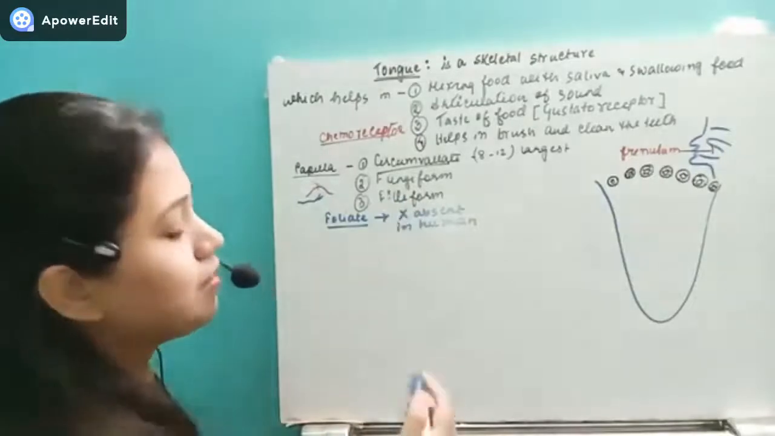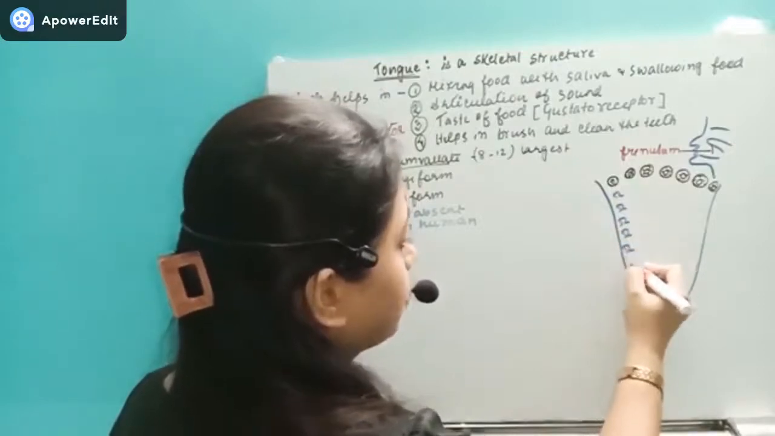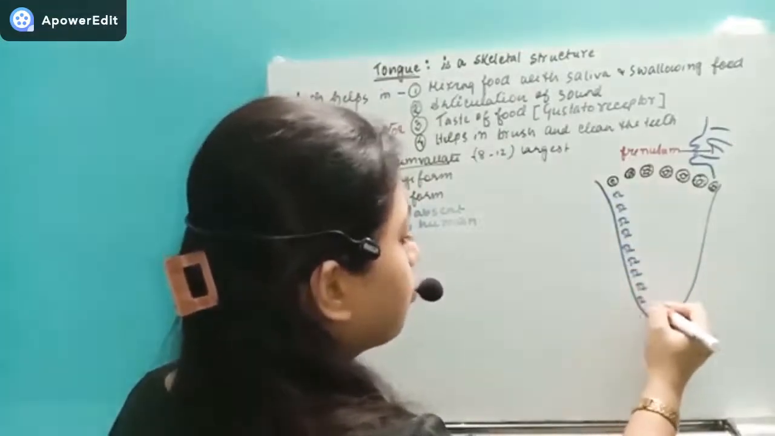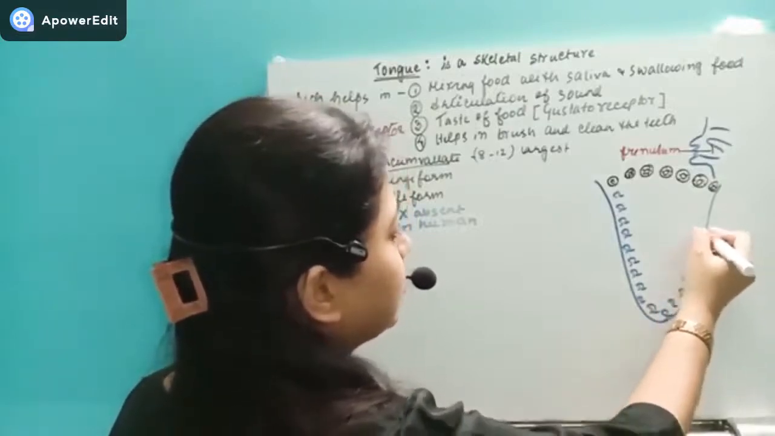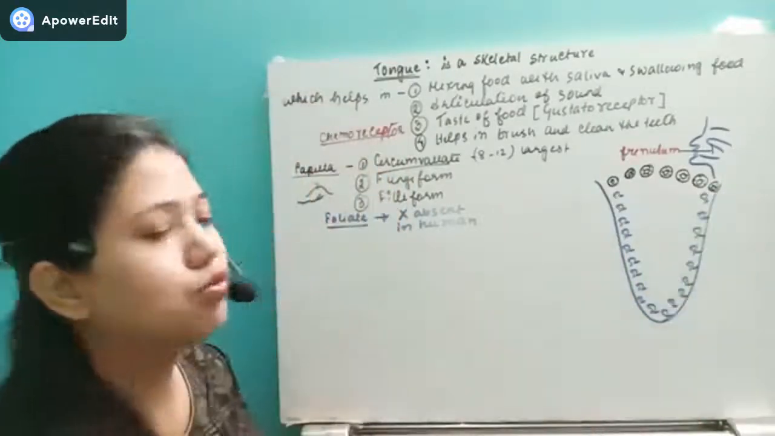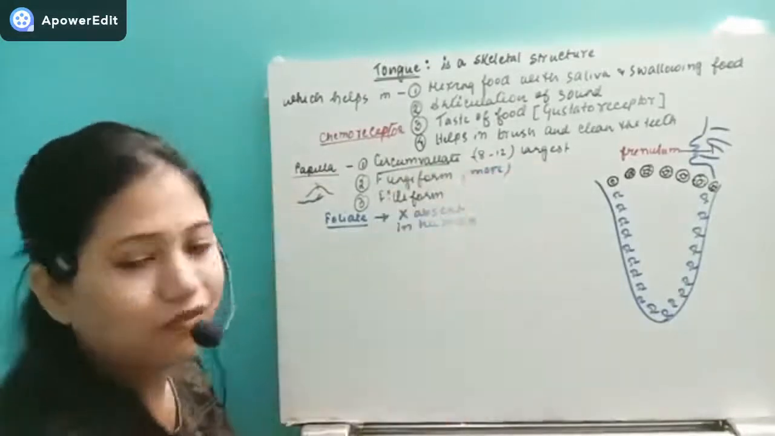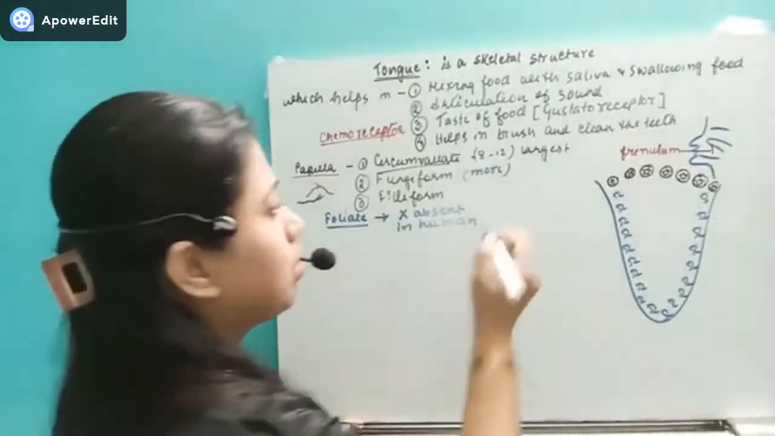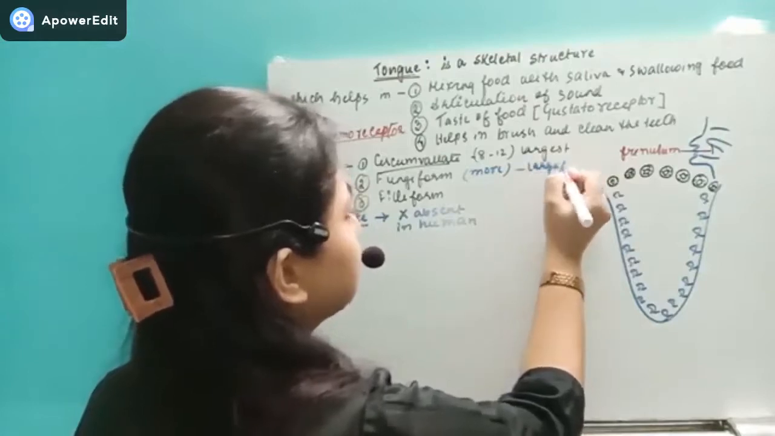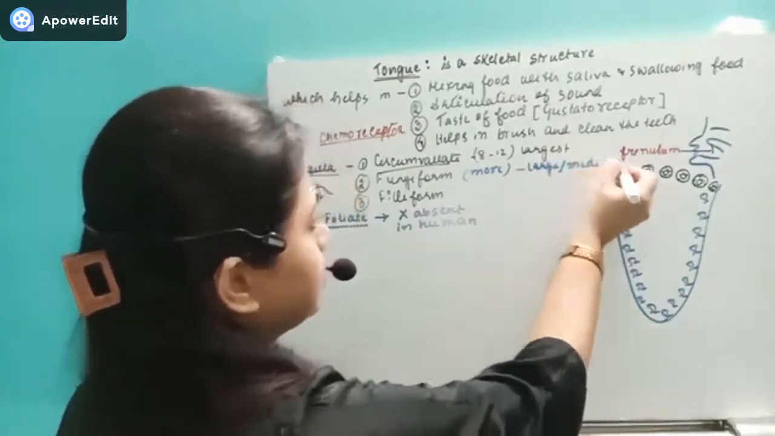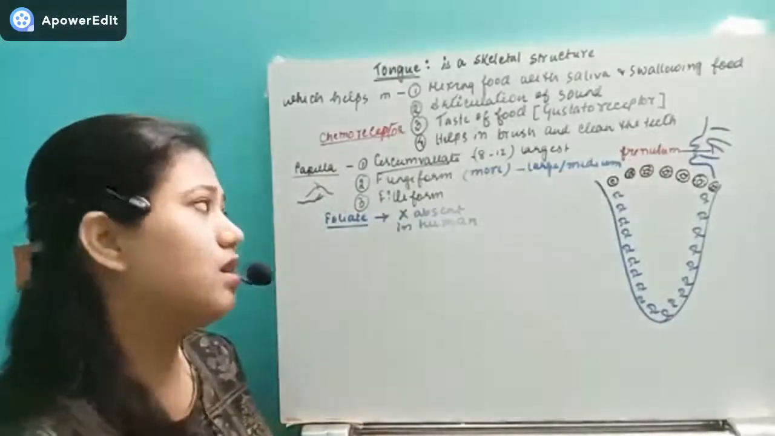How does it look? It looks like this type of structure. These are more in number than the circumvallate, because circumvallate is present in the least number, around 8 to 12. But fungiform are more than the circumvallate, right? It is not the largest, it is large, that means it is medium. And it is present on which region? It is present on the sides. Remember that it is present on the sides.